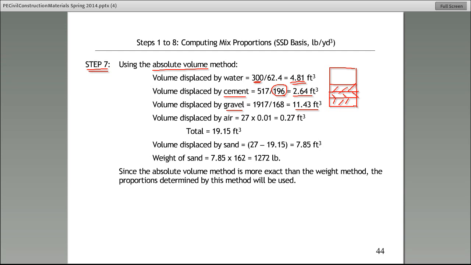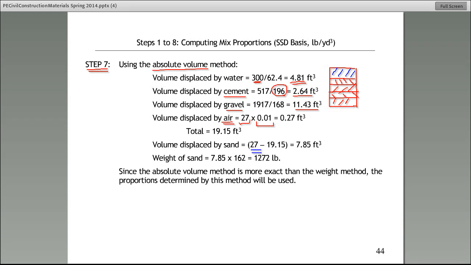But then, remember air? We said entrapped air of 1%. Pay attention to how we got it. 1%, 0.01 times 27, this is in cubic feet, gives you 0.27 cubic feet. So let's also decide how much air takes up. The balance is going to be how much sand we need to complete 27 cubic feet in this container. So all we have to do, look down here, please.